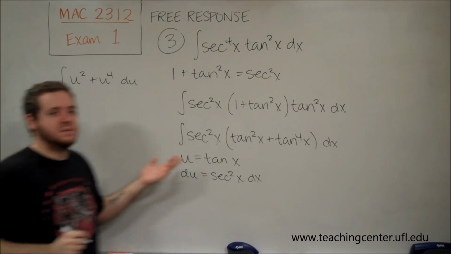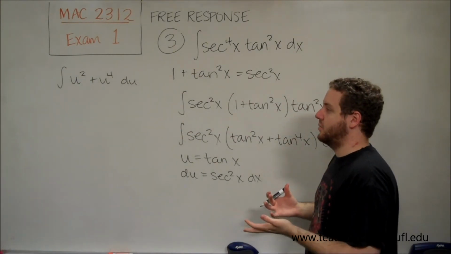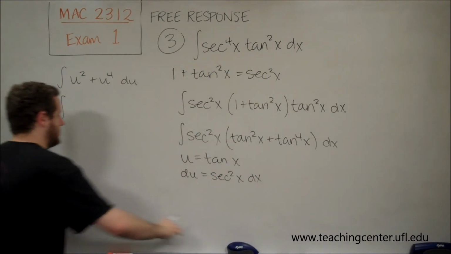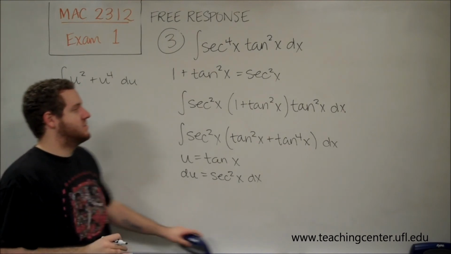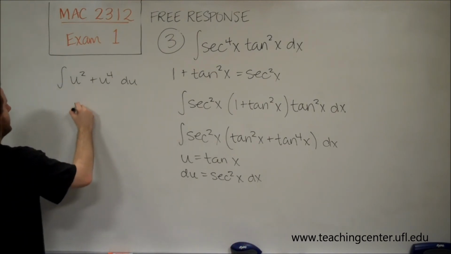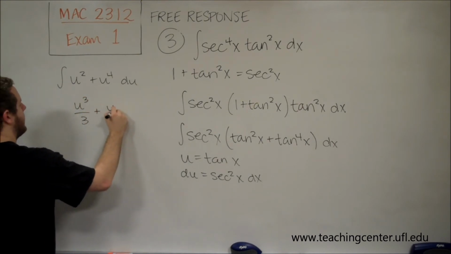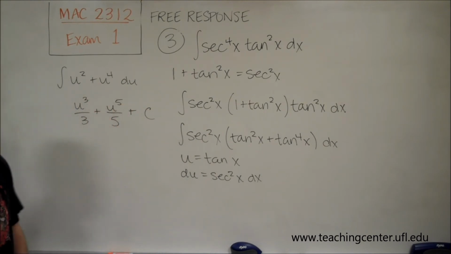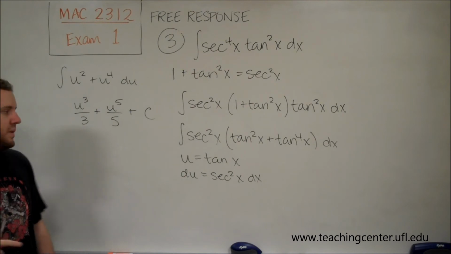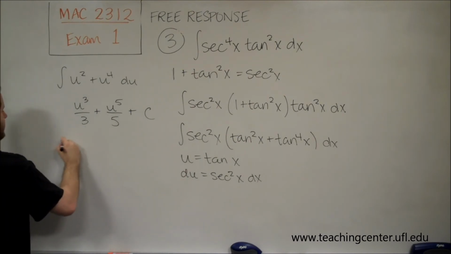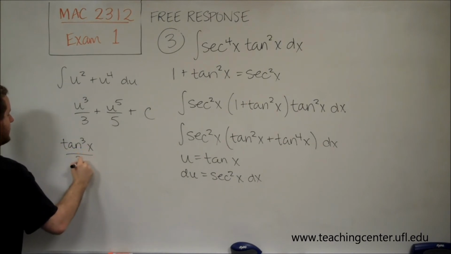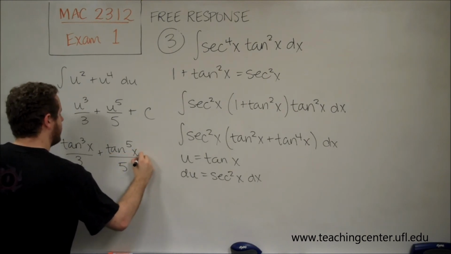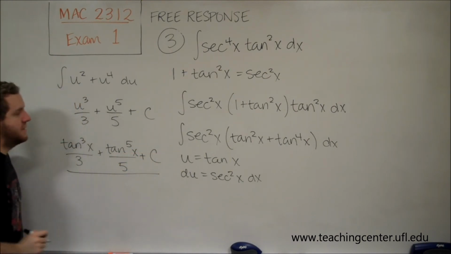And now this is just a basic integral we've done using power rule. So to integrate, we don't need the symbol anymore. To take the antiderivative of these, we're just going to use the power rule. So we're going to get u cubed over 3 plus u to the fifth over 5 plus c, because we have an indefinite integral. And finally, we're just going to plug in what we had for u, which was tangent x. So we have tan cubed x over 3 plus tan to the fifth x over 5 plus c, and that's our final answer.